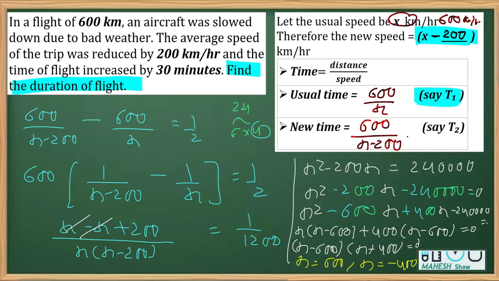So for the time, by placing x as 600, it's going to be 600 over 600, right? The speed we calculated as 600, so 600 by 600 comes out to 1 hour. So we'll declare the time taken is 1 hour here.